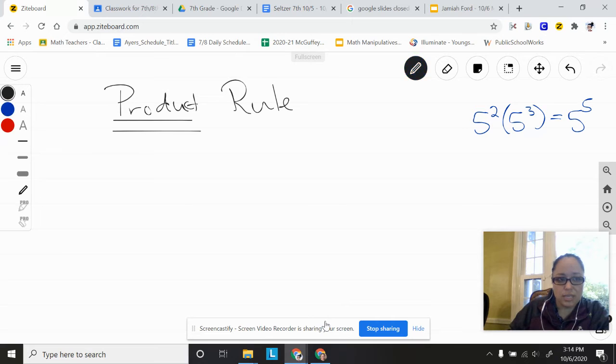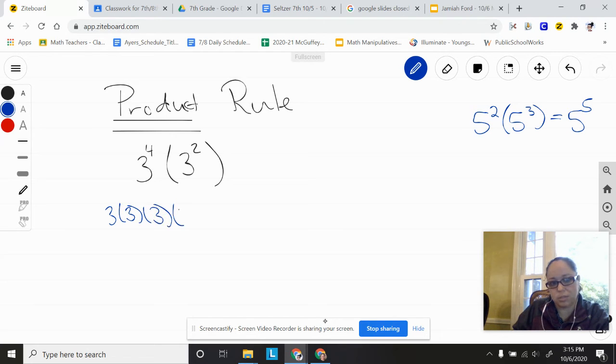Okay, so second problem. Let's say I have 3 to the 4th power multiplied by 3 to the 2nd power, or 3 squared. Sometimes we'll say 3 squared. 3 to the 4th power, of course, is 3 times 3 times 3 times 3.